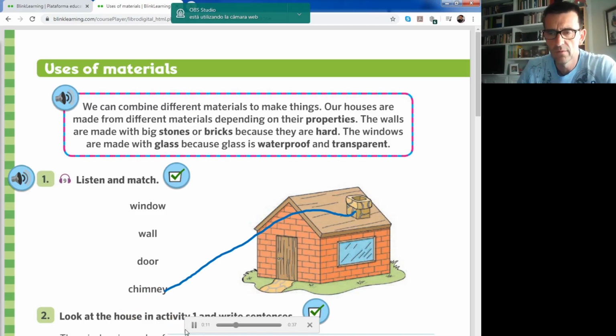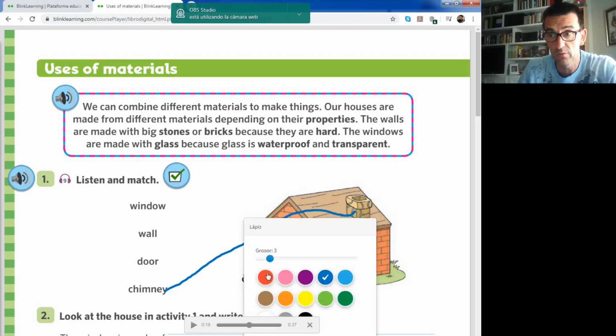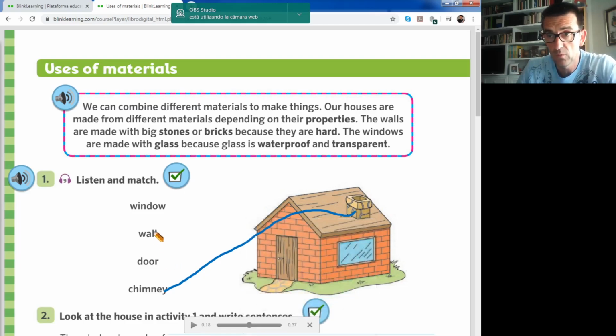Number 2. This is the wall. The wall. It's made of bricks. This is the wall and is made of bricks. The wall, las paredes, made of bricks. You choose another color, maybe red, for example. Do you want red? Okay. The wall is made of bricks.